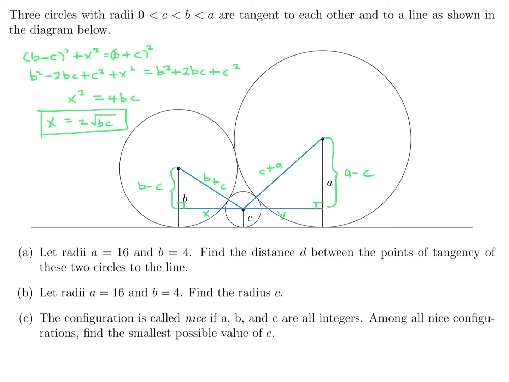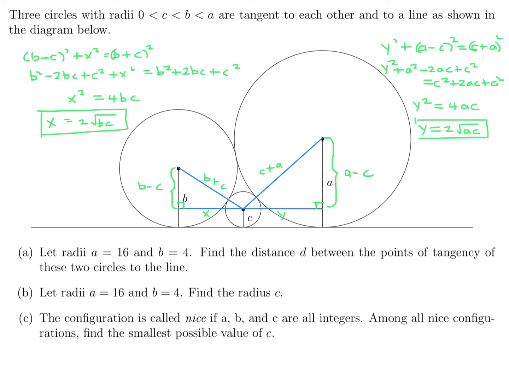And then in a very similar way, we do the other triangle, which would be y squared plus a minus c squared is equal to c plus a squared. And expanding that, we get y squared plus a squared minus 2ac plus c squared is equal to c squared plus 2ac plus a squared. Okay, so therefore y squared is equal to 4ac, y is equal to 2 root ac. Okay, great. So therefore, what do they want? They want the radius c. Huh. Okay.